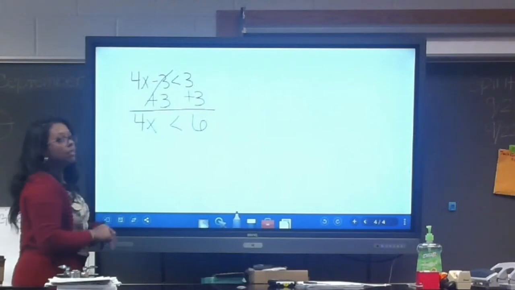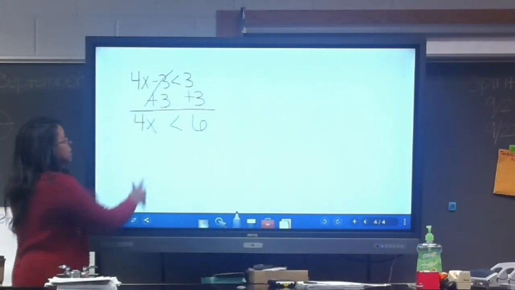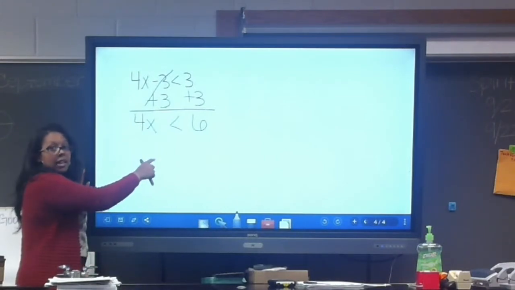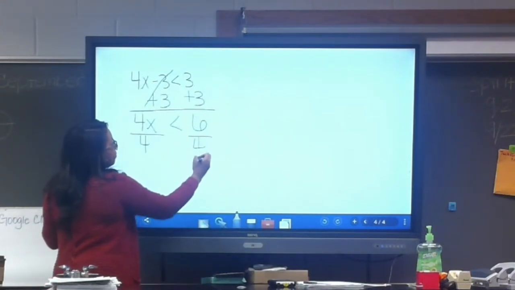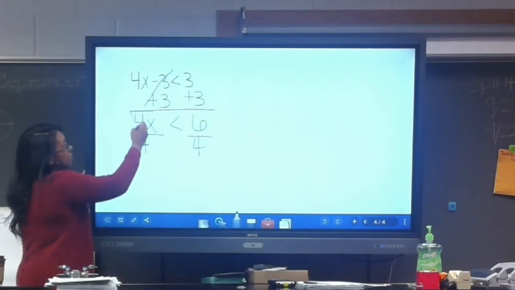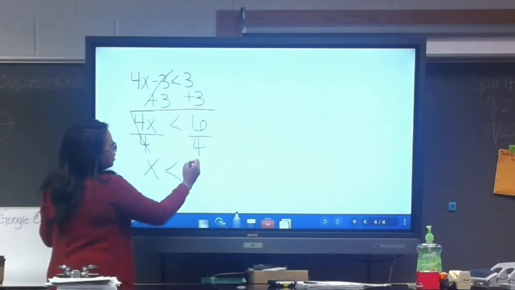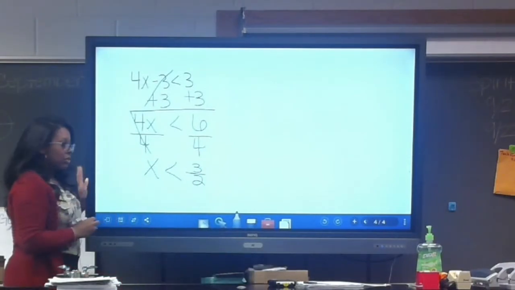Our final step is to divide both sides by 4. And we know to divide because it says 4 times the number x. Well, the opposite of 4 times x would be dividing by 4. 4 divided by 4 reduces to positive 1. x is less than 3 halves. We're just going to reduce the fraction.